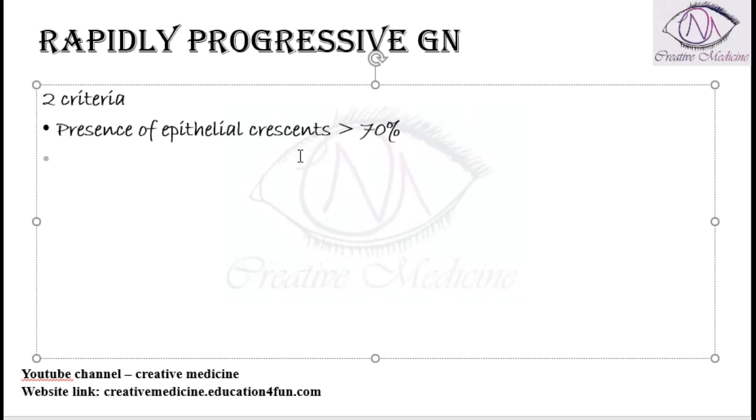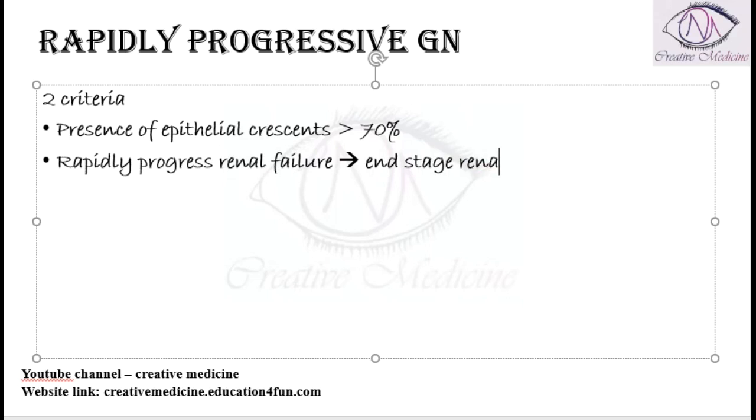In rapidly progressive glomerulonephritis, the patient will rapidly progress to renal failure. So, because he rapidly progresses to renal failure, he might land up in end stage renal disease in less than a month itself. In less than a month.